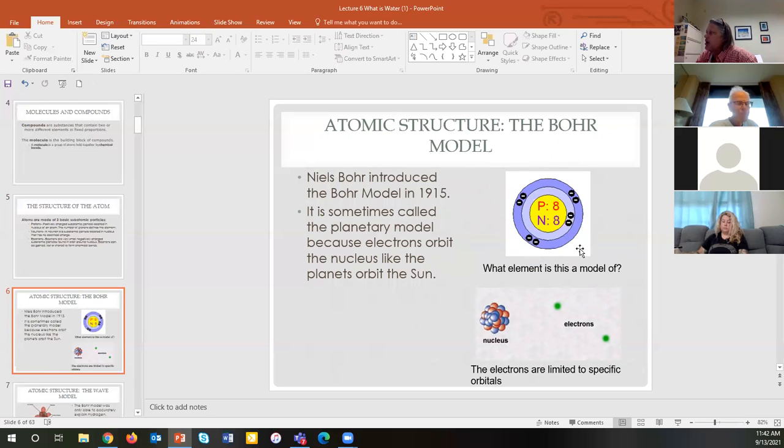This Niels Bohr model of the element serves our purpose. It's not as accurate as you get into higher level chemistry, but it does make it easy to explain chemical bonding, so we run with it.